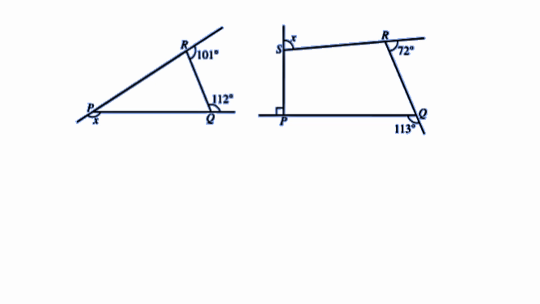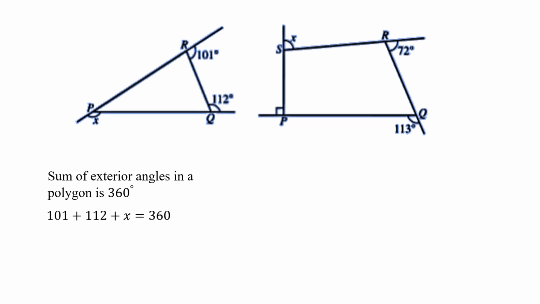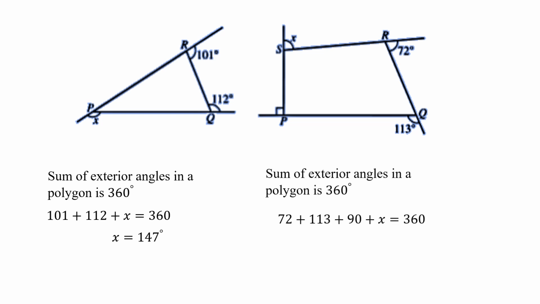Okay, let's look at the next questions on how we can use the formula that the sum of the exterior angles equals 360, to find the unknown x. Basically we take x plus 112 plus 101 to give you 360. And from there, x is 147. So this is quite straightforward. Likewise, for the next question, you just take all the exterior angles and add them up to be 360. And from there, you can find x to be 85.